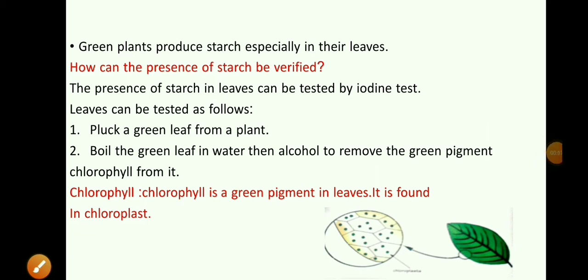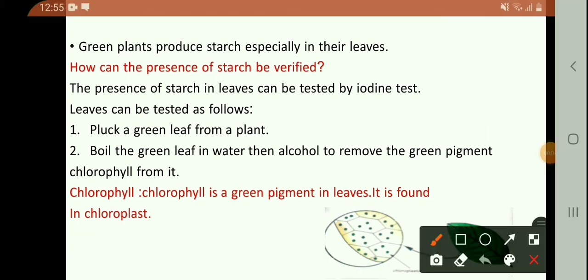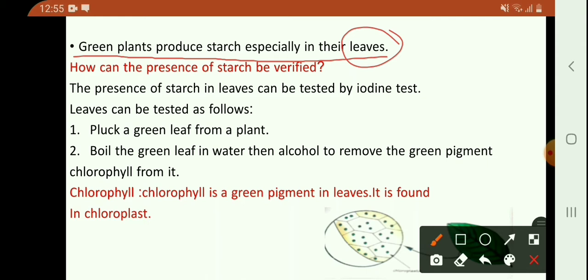Now let's continue part 2. Green plants produce starch especially in their leaves. وين الجرين plants تنتج النشا الستارش؟ بالleaves بالأوراق. How can the presence of starch be verified؟ كيف فينا نبرهن إنه الجرين leaves هن بيحتووا فعلا على starch.